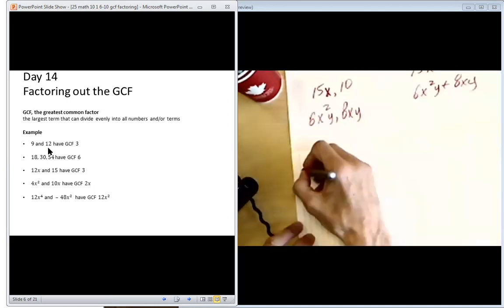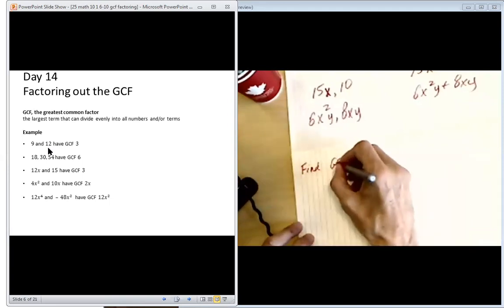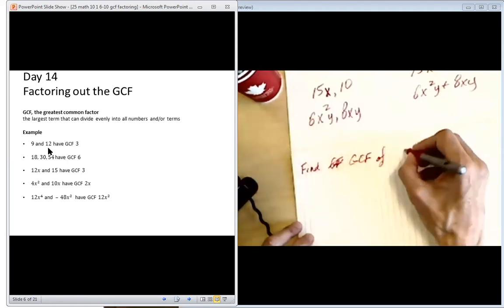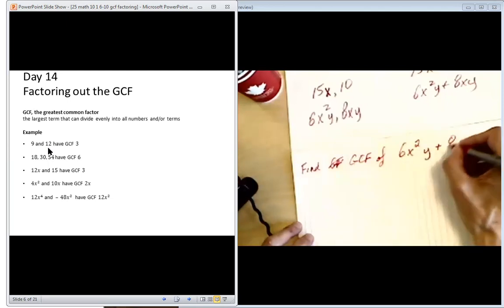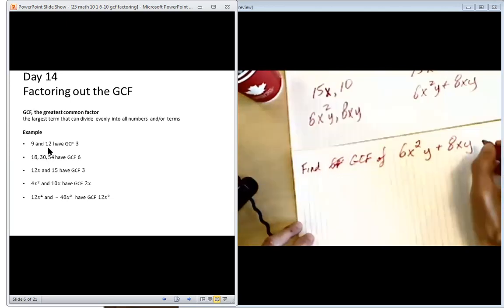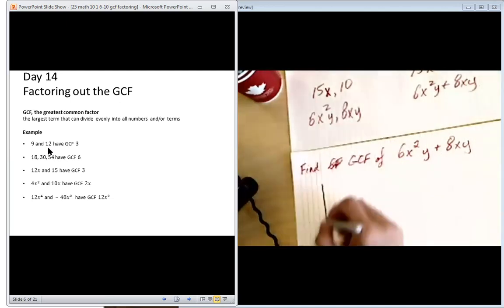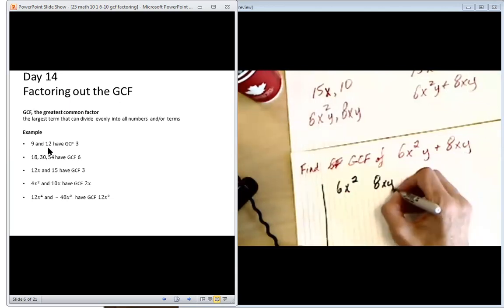Okay, we're going to find the GCF of 6x squared y plus 8xy. See? Different looking type of question, but we attack it in the same way. 6x squared, 8xy like that.